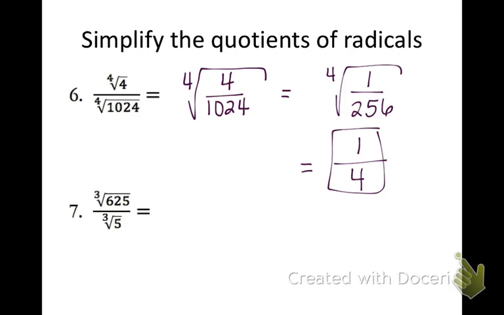Problem 7, same idea. We're going to rewrite this radical with 625 divided by 5 on the inside. 625 divided by 5 is 125. And the cube root of 125, that's like saying what to the third power equals 125? Well, that would be 5.